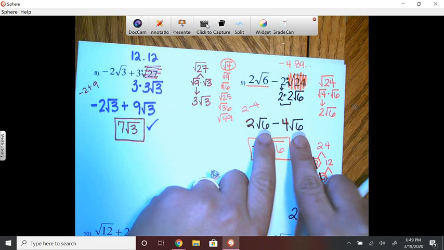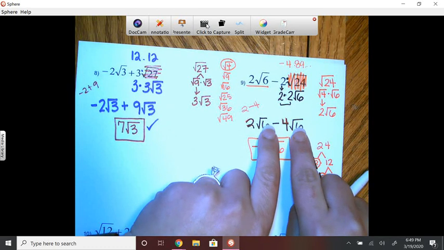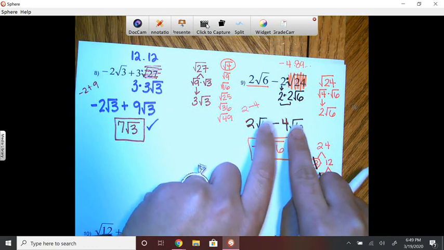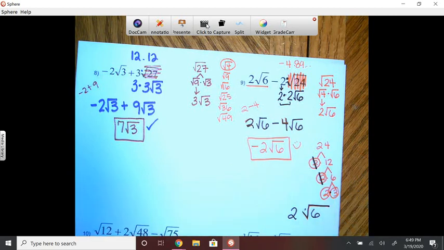So if these can't be made to be the same value, then that would be our answer. But because we can make these match, the radicals match, we are allowed to simplify and subtract them.